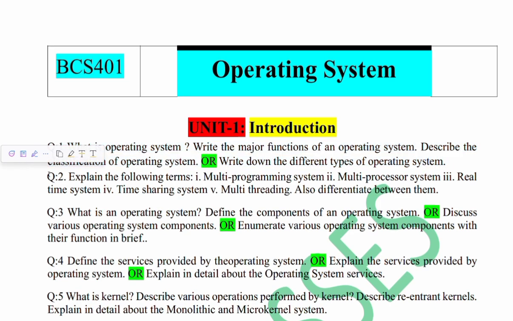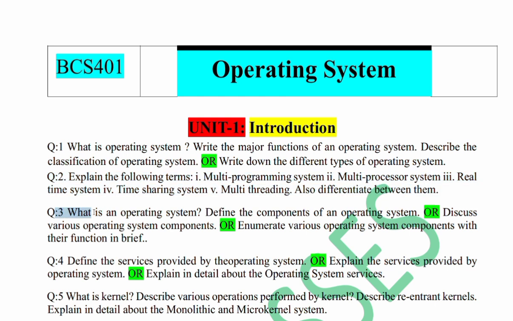Let's see question number second. Explain the following terms. First is multi-programming system. Second is multiprocessor system. Third is real-time system. Fourth is time-sharing system. And fifth is multi-threading. Also differentiate between them.